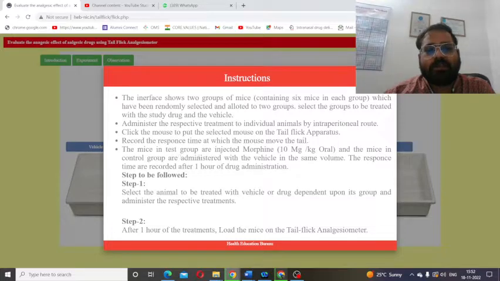The mice in the test group are injected with morphine, that is 10 mg per kilogram, and mice in the control group are administered the vehicle in the same volume. The response times are recorded after 1 hour of drug administration. These are the different steps. First, select the animal to be treated with vehicle or drug depending upon its group and administer the respective treatments. Second, after 1 hour of treatment, load the mice on the tail flick analgesiometer.